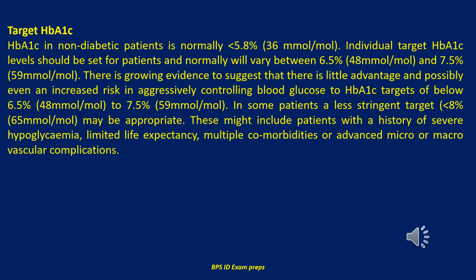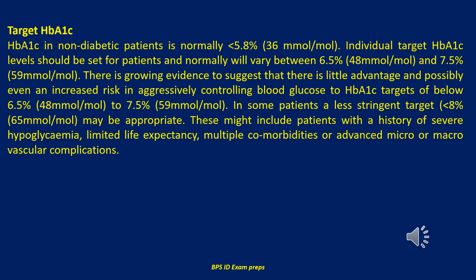We will now look at target HbA1c. HbA1c in non-diabetic patients is normally below 5.8%, that is 36 millimoles per mole. Individual target HbA1c levels should be set for patients and normally will vary between 6.5%, that is 48 millimoles per mole, and 7.5%, that is 59 millimoles per mole.